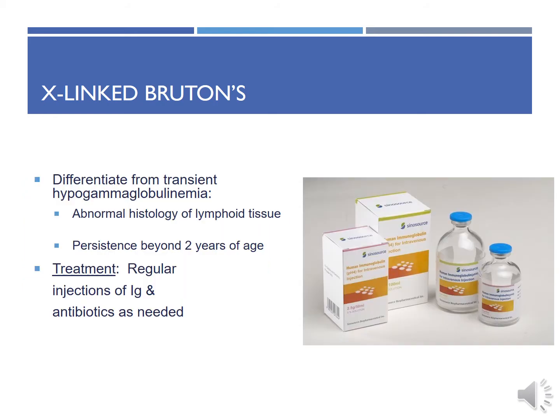So how can we differentiate X-linked Bruton's from transient hypogammaglobulinemia? Well, if we have persistence beyond 2 years of age, then we typically know that it's probably X-linked Bruton's, because usually transient will resolve itself after the first 1.5 years of life.